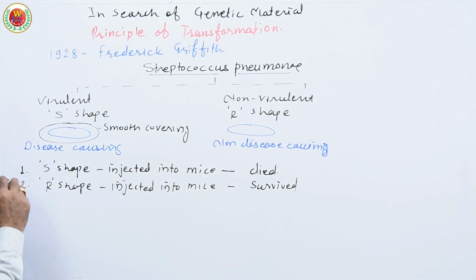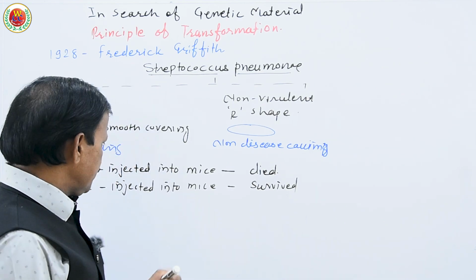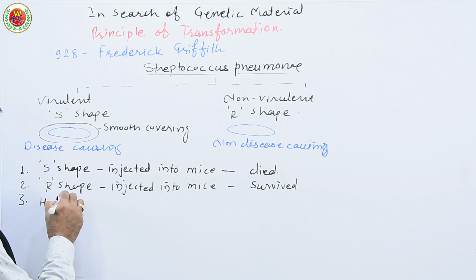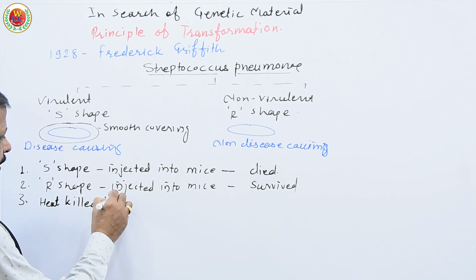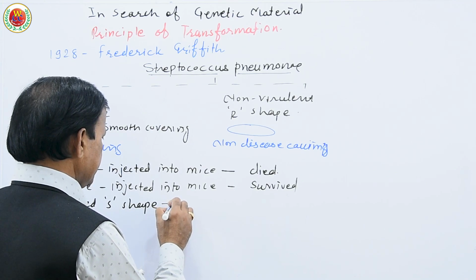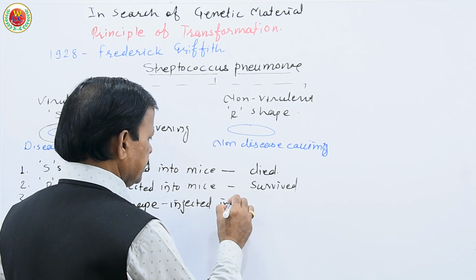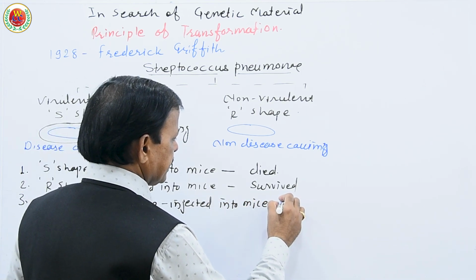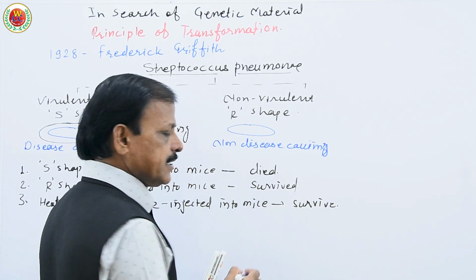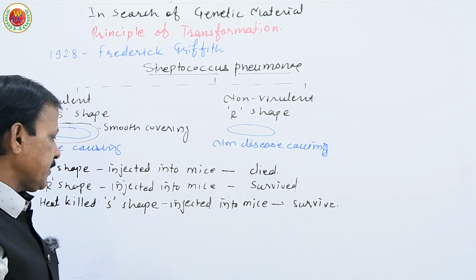But then he succeeded in killing the bacteria by heating. So he injected heat-killed S bacteria into the mice. The mice survived. It means the heat-killed bacteria could not develop pneumonia in the mice.